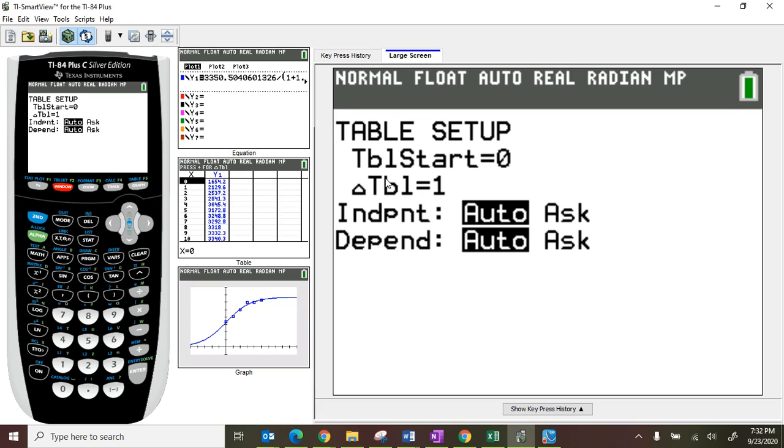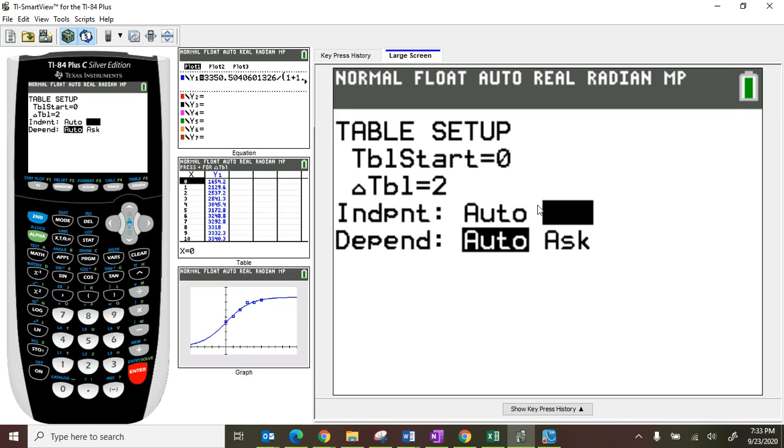And then this is the change in the table. Delta table means change in table. That means every x value is going to go up by 1. So we start at 0, the next one's 1, then 2, 3, 4. But if we change this to 2, the first one is 0, then the next ones are 2, 4, 6, 8, and we continue going. Then here are the independent and dependent settings, and we want to have auto for the x values, but only the x values, not the y values, because it doesn't work as we hoped it would.